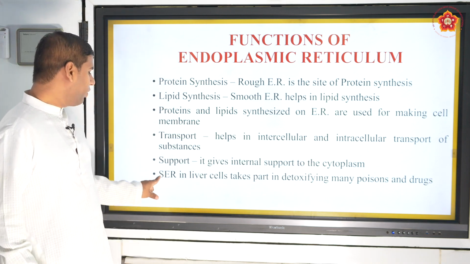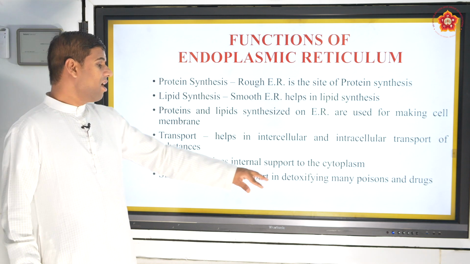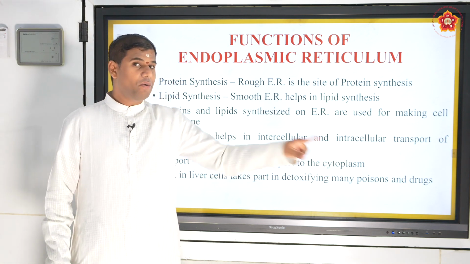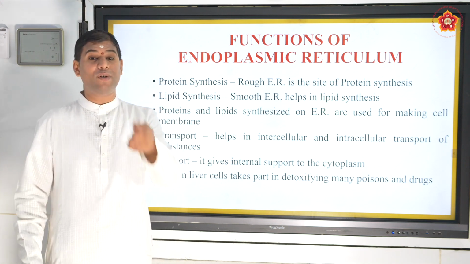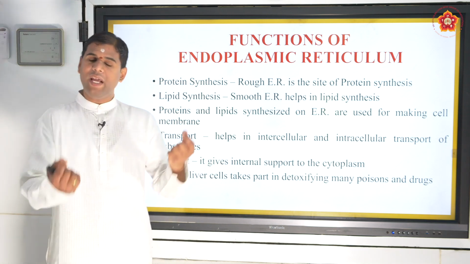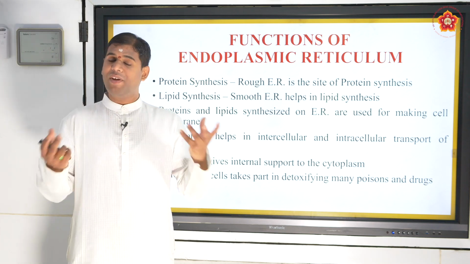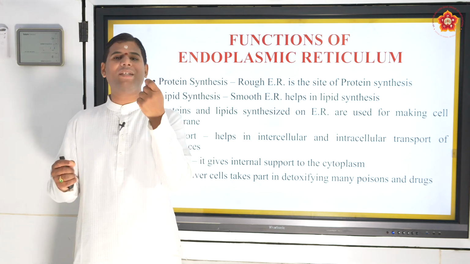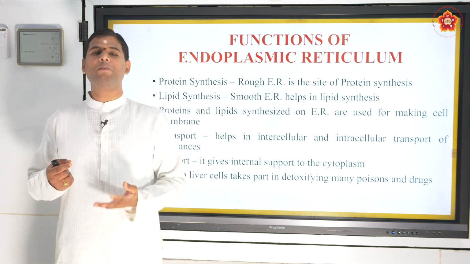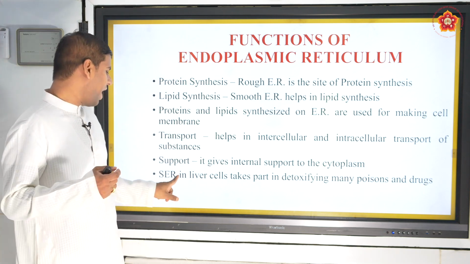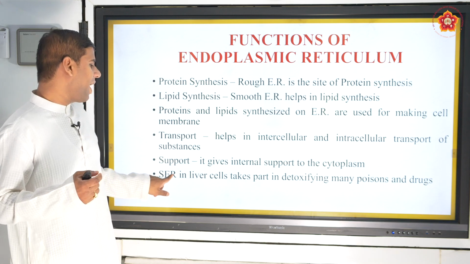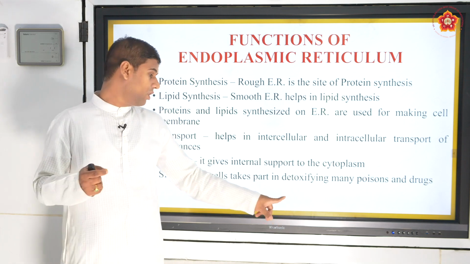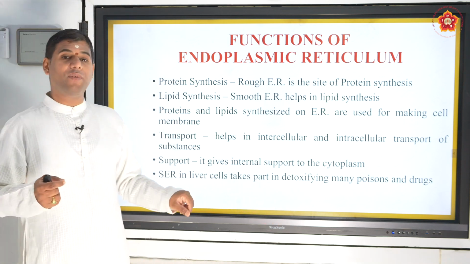And then smooth endoplasmic reticulum in liver cells takes part in detoxifying poisons and drugs. Whatever toxins you take, when you eat some fruits, vegetables, or whatever, they contain a little bit of toxic substances. These toxic substances are broken down in the liver, and the smooth endoplasmic reticulum takes part in detoxifying many poisons and drugs. It detoxifies, mainly in the liver.